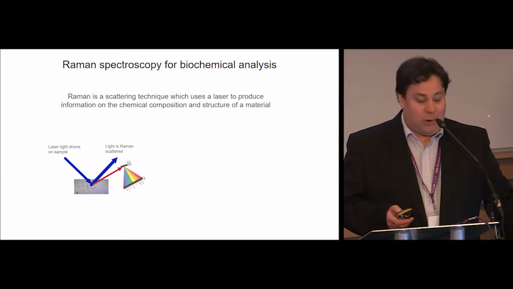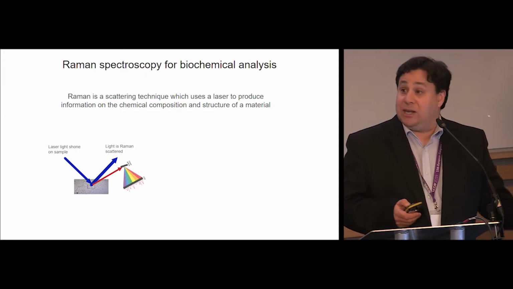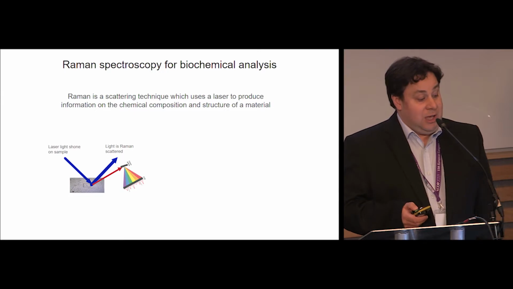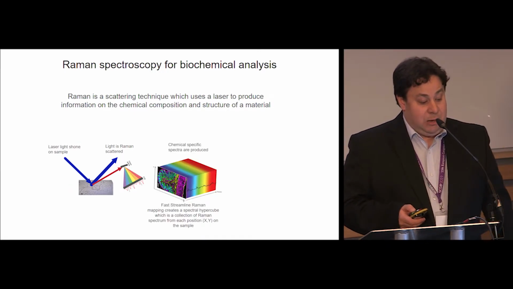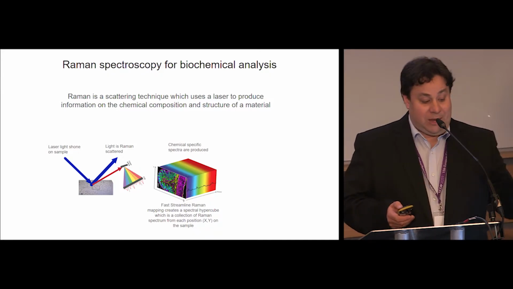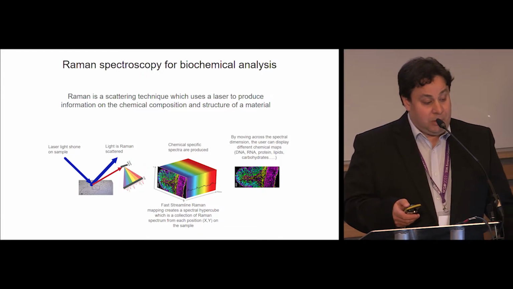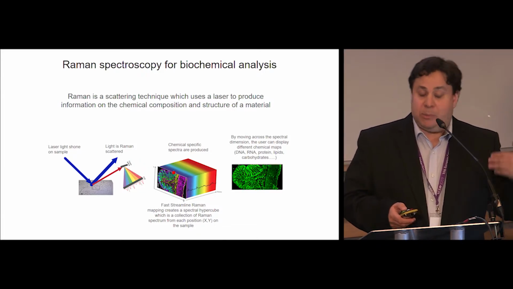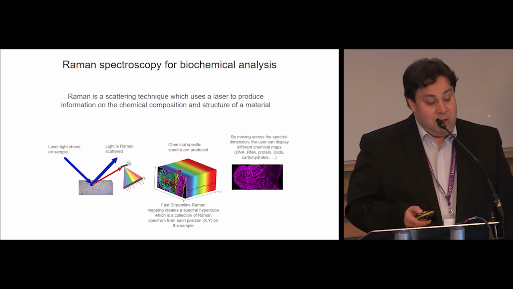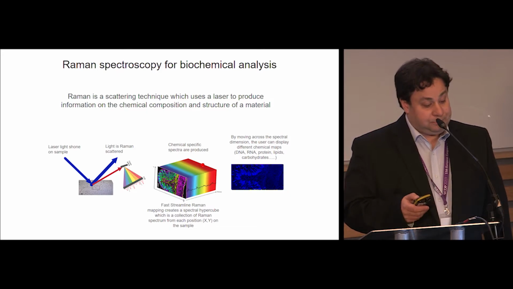For those who don't know about Raman spectroscopy, it's a light scattering technique that uses a laser essentially to interrogate tissue or cells. You get a hypercube data set that contains a huge amount of multiplexing information. From that, we can build chemical images by probing the spectral range that provides information about the proteins, DNA, and lipids. So there's a huge amount of information in that hypercube data set.